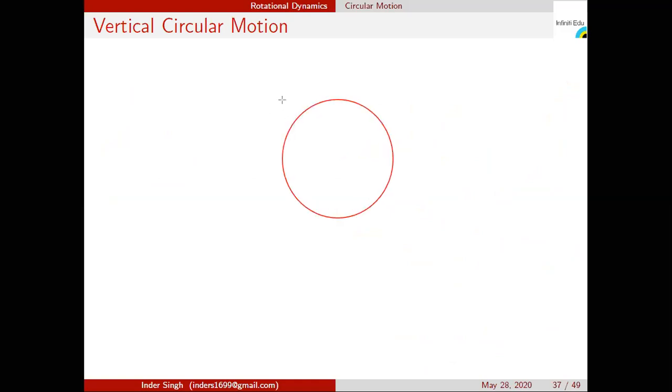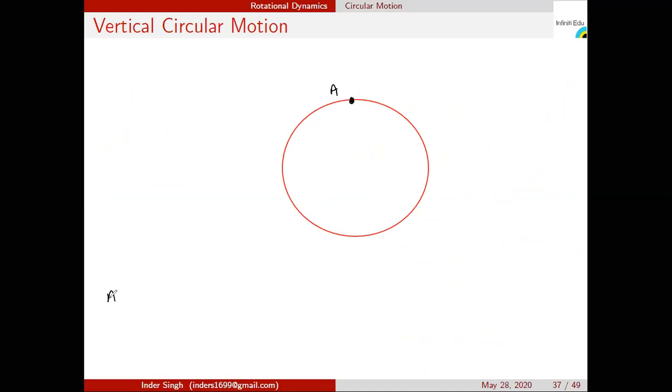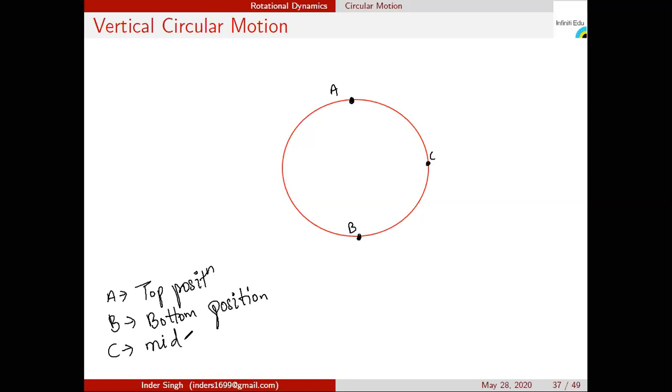So if I draw a vertical circular motion, we are interested in only a few points. Position A is called the top position. We are interested in position B, which is called the bottom position. And then we are interested in position C, which is called the midway position.